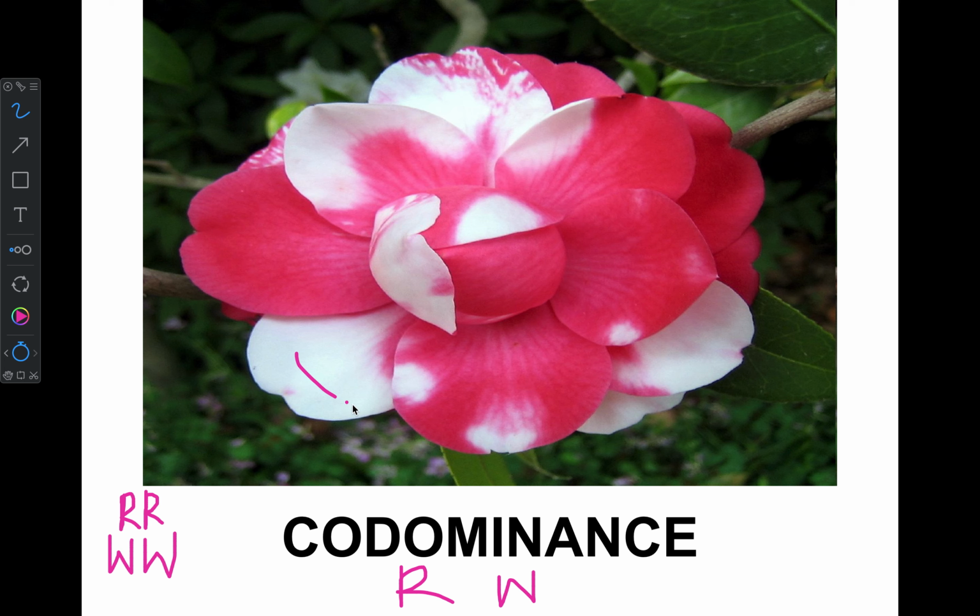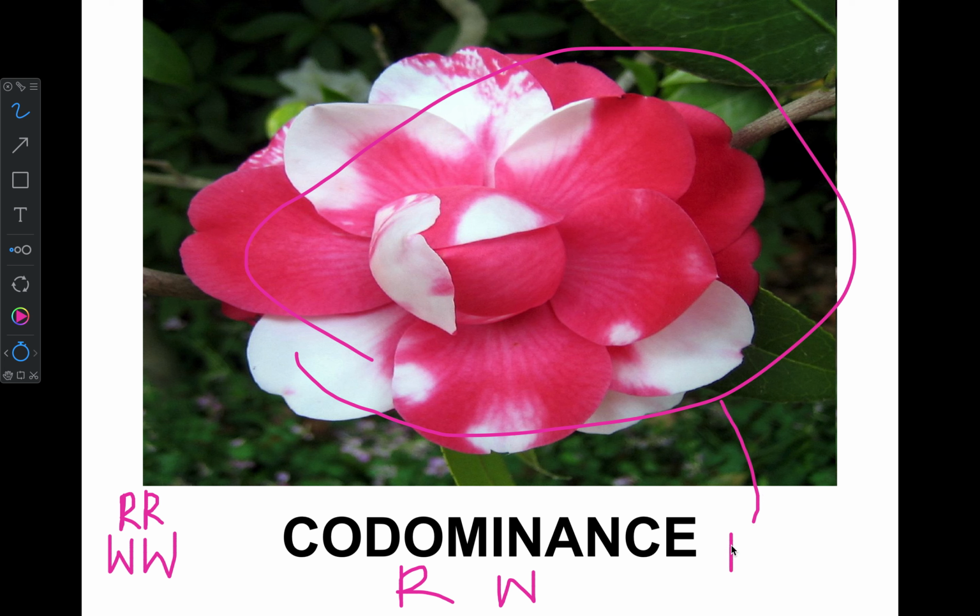When you have this mixture, the genotype is actually going to be RW, because you have a dominant and a dominant allele. If you think about it in terms of protein, this capital R produces a red protein, and this capital W produces a white protein. So when both are produced at the same time, you get a spotted red and white individual. I hope that makes sense.